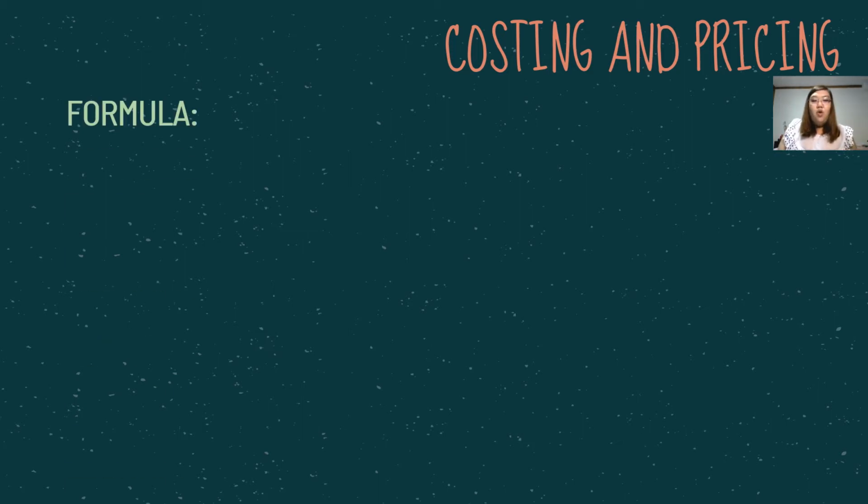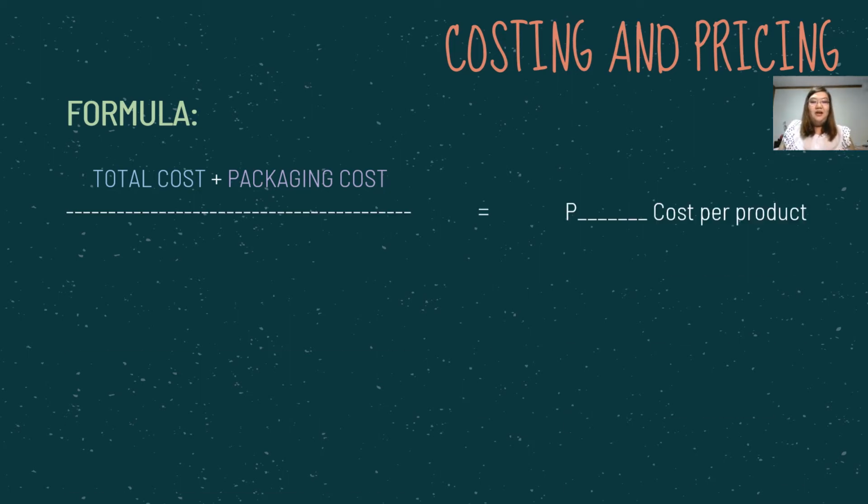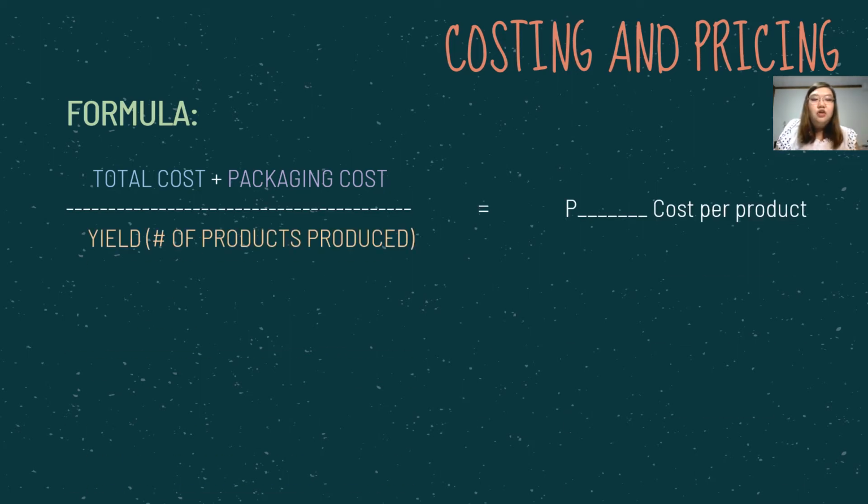Okay, so now we have a formula to get to the pricing coming from costing. Okay, so the total cost. So the total cost, ingredients and materials, and then you add the packaging cost, because you can't just sell something on your hand and you give it to someone else. You need to package it properly. Okay, so now you need to add that and divide it by the yield. The yield is the number of products that you were able to produce with that specific recipe. Okay, so you will be getting the cost per product.